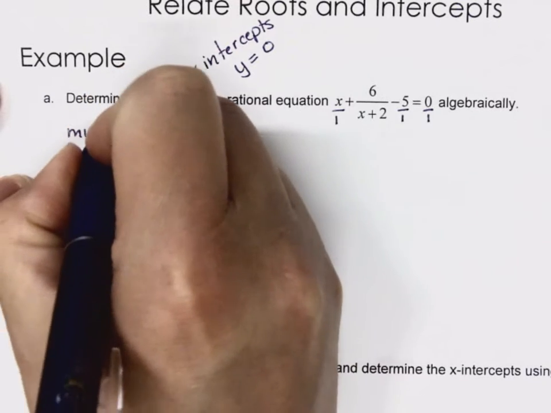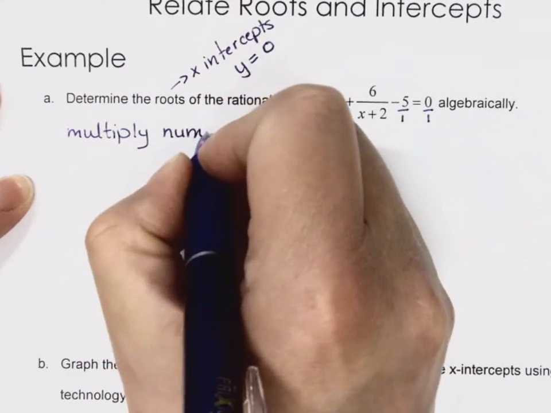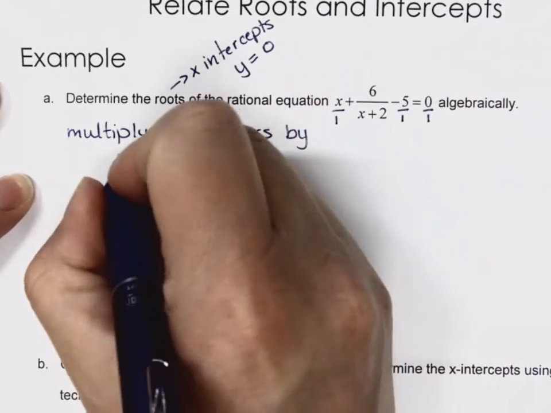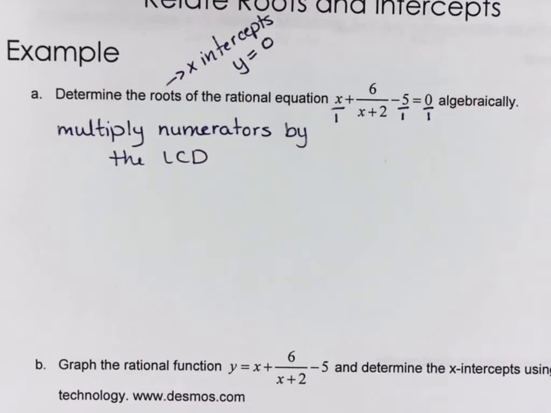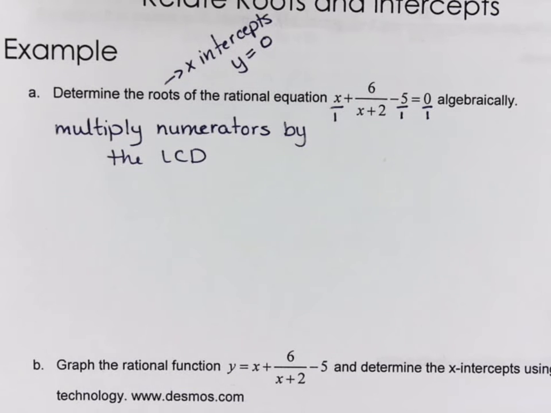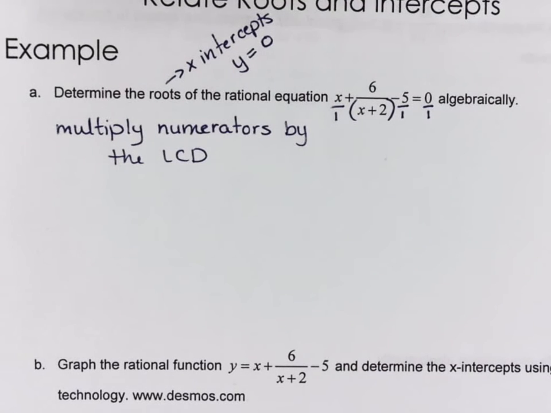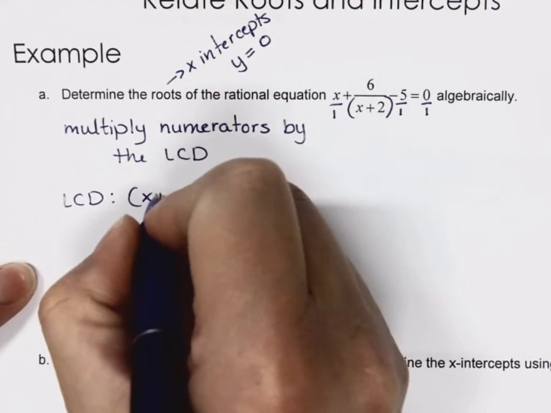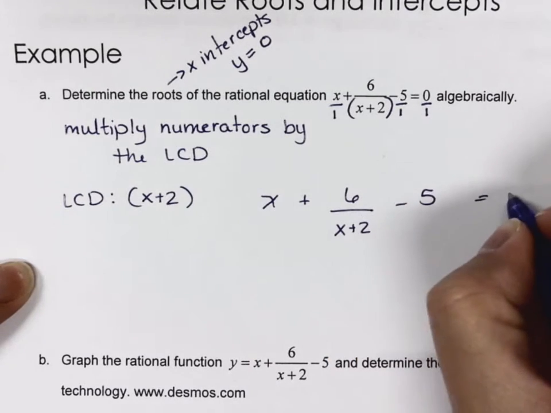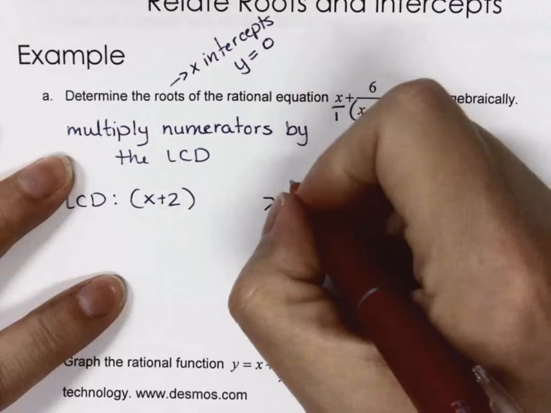So we're going to multiply every term, but just the numerators, by the LCD. Great question. For this, what is our lowest common denominator? Definitely 1, right? Because that repeats. But what else is going to be the denominator that will cancel out for all fractions? X plus 2, right? Because what's x plus 2 times 1? Still x plus 2, so we don't need to write the 1. So in this case, my LCD is x plus 2. So we're going to take our equation and multiply the numerators only by x plus 2.